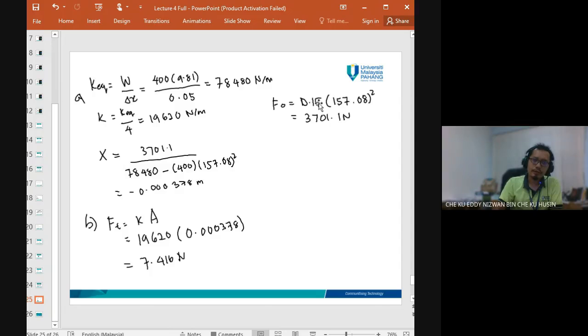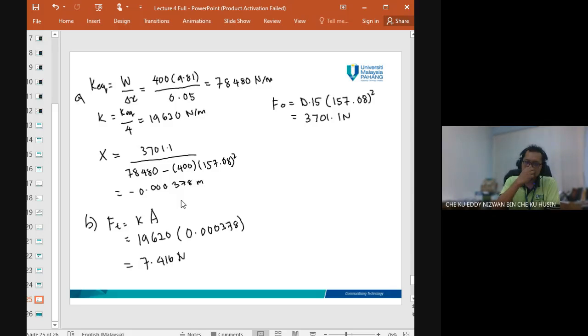So F naught is calculated as 0.15 times omega square, where omega we have already calculated here. Then you get F naught, the magnitude of the force. Then just insert into the equation, and you can get X. The negative sign here means that there is an out of phase. So this is the total amplitude, the motion of the exhaust fan.